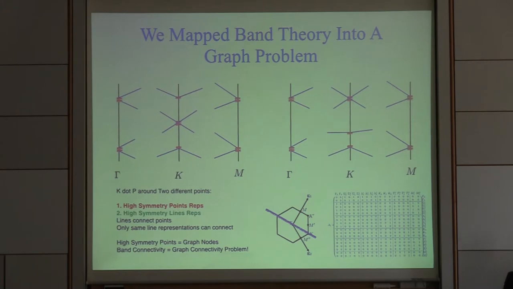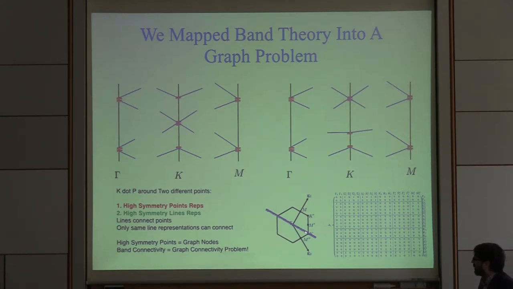Now, the fundamental thing that I want to point out, which is at the heart of our construction, is that you can do this K.P theory around many points in the Brillouin zone. I'm going to give you the example of graphene because it's well known. I can do this K.P theory at the gamma point, but I can also do it around the K point. Then I can choose to look at the line that connects gamma and K. Now this line, no matter whether you're here in momentum space or here or very close to here, has the same symmetry group. It's the symmetry group of this line.